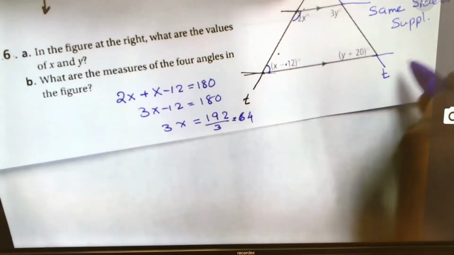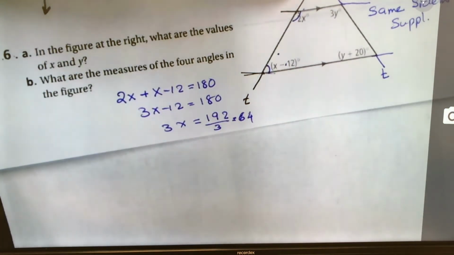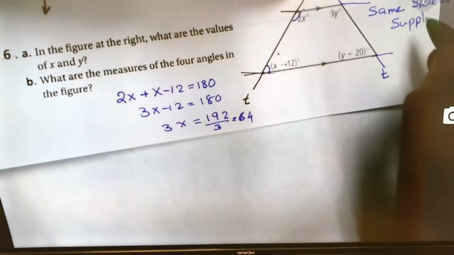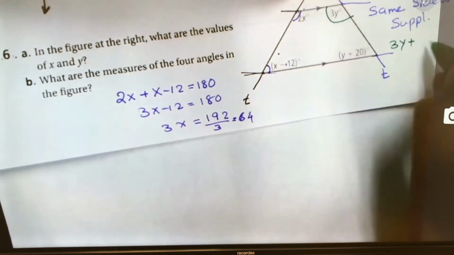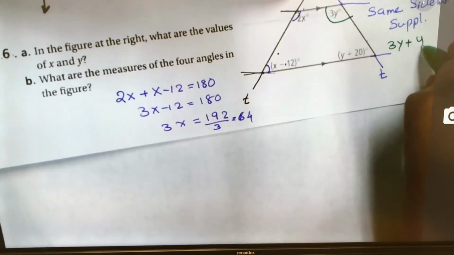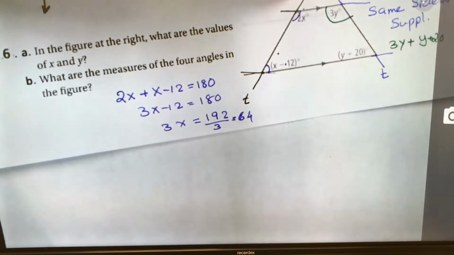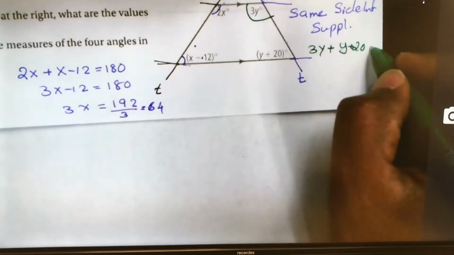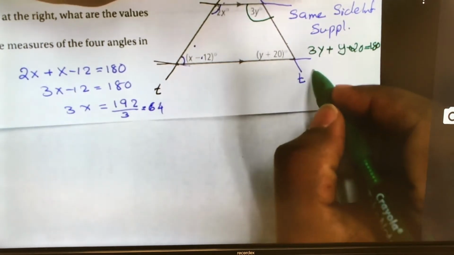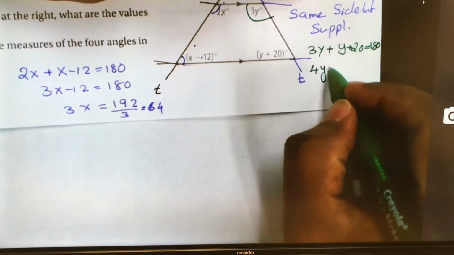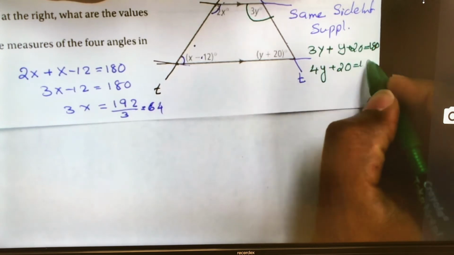So that means they add up to 180. So I can write the equation as 3y plus y plus 20 is equal to 180. 3y is the first angle, plus the second angle, y plus 20. So I can combine the like terms, and I will get 4y plus 20 is equal to 180.